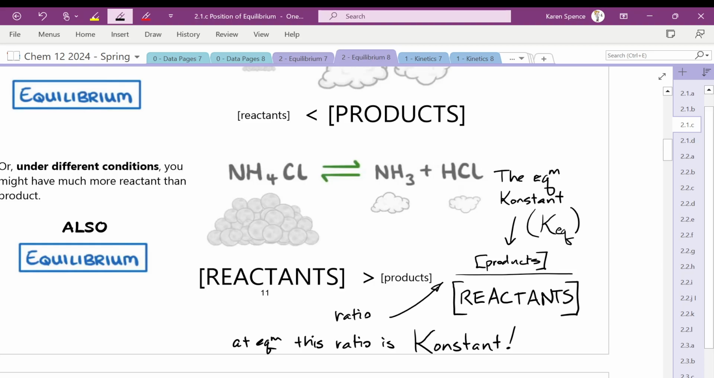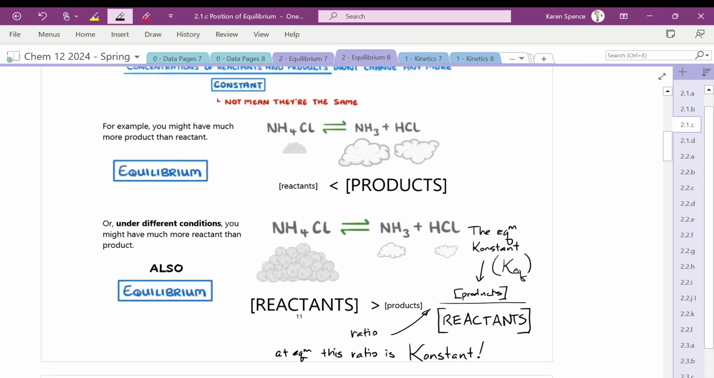And the whole second part of this unit will be talking about those ratios and doing math with those ratios. Okay, but for now, you just need to realize that when you are at equilibrium, that ratio remains the same. And you can have a small number. Small products over big reactants gives you a small number.